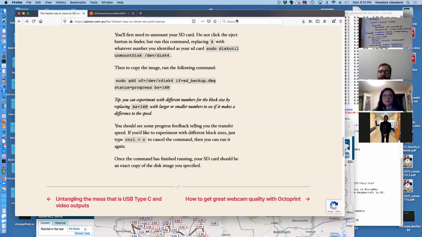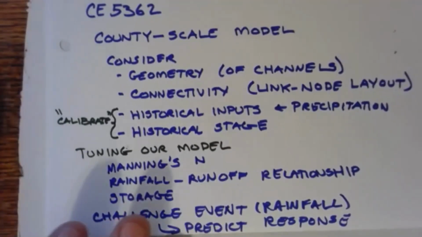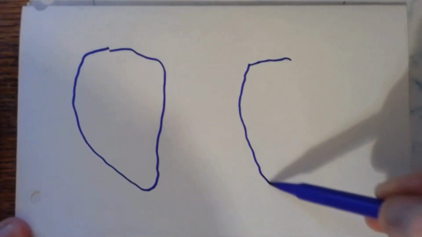So let me turn off my screen sharing and go back to my homebrew overhead projector. Okay, line it up. Get my pencils. So let me draw a sketch of a watershed. And all watersheds look like that. I'm trying to draw two identical ones.